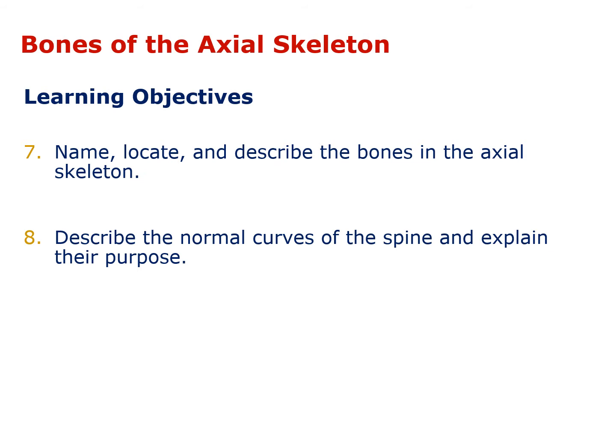All right, bones of the axial skeleton is next. Now the axial skeleton, what is the axial skeleton? Yes, the framework of the head and trunk. So we're going to talk about the bones in the head and trunk, the axial skeleton, and we're going to also talk about and describe the normal curves of the spine and explain their purposes.